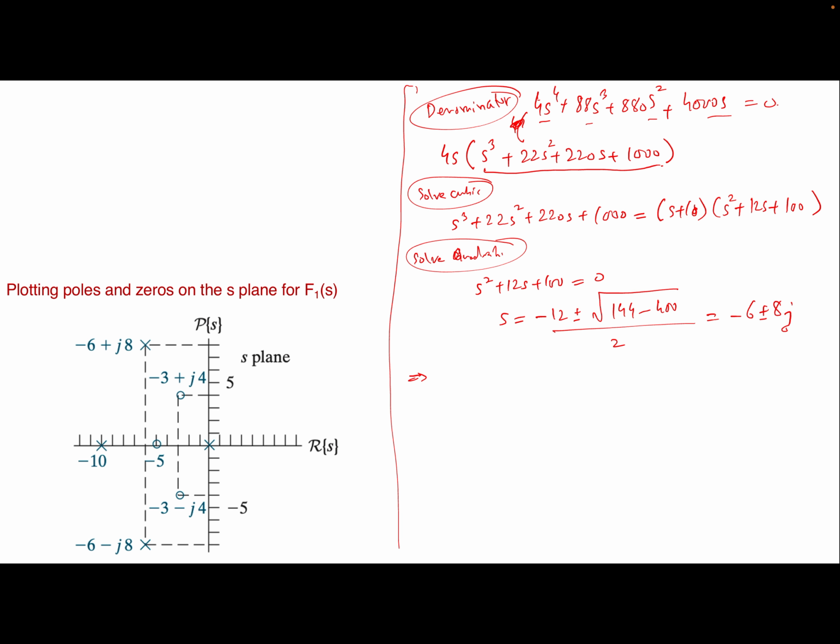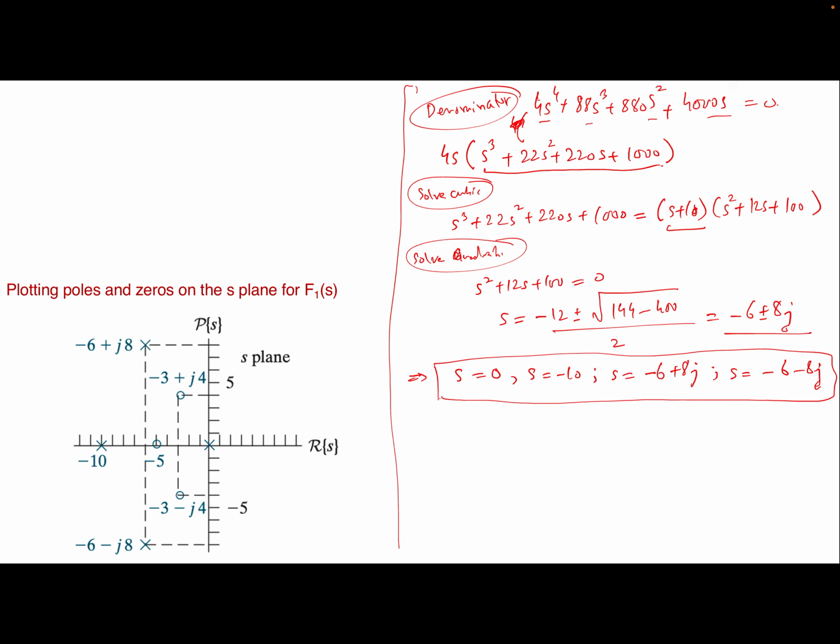So in total, I got 4 roots. One, s equals 0. Another one is this one, s equals minus 10. And the two other ones are over here. s equals minus 6 plus 8j, and s equals minus 6 minus 8j. Right? And all of these 4 roots of the denominator represent poles.